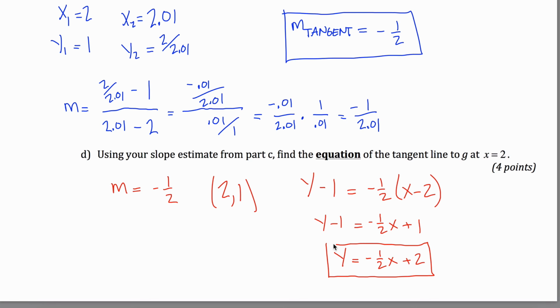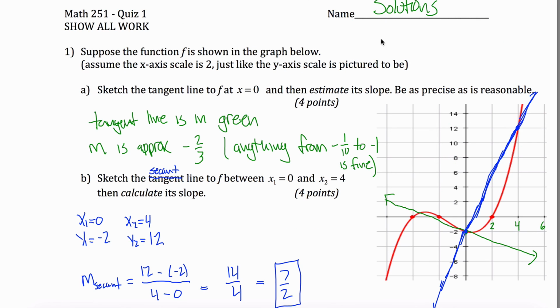There's other ways you can do that without using point slope form, but that's one way you can get to this answer. No matter what method you use, you should end up with this answer right here. And that ends the quiz, so I guess I'll stop this video here.